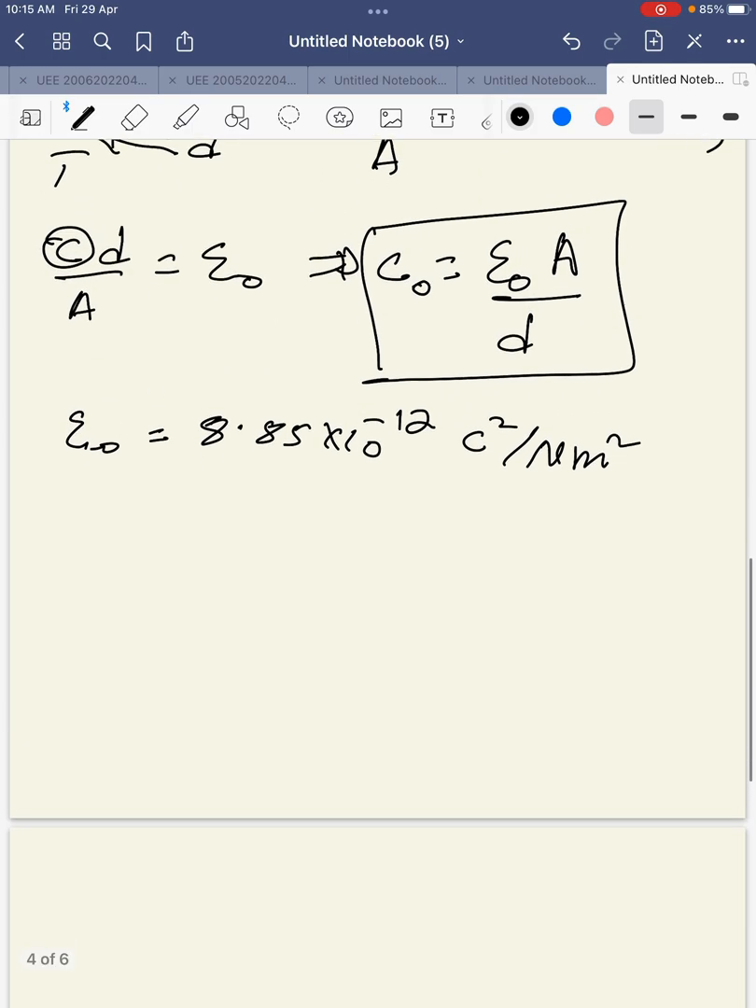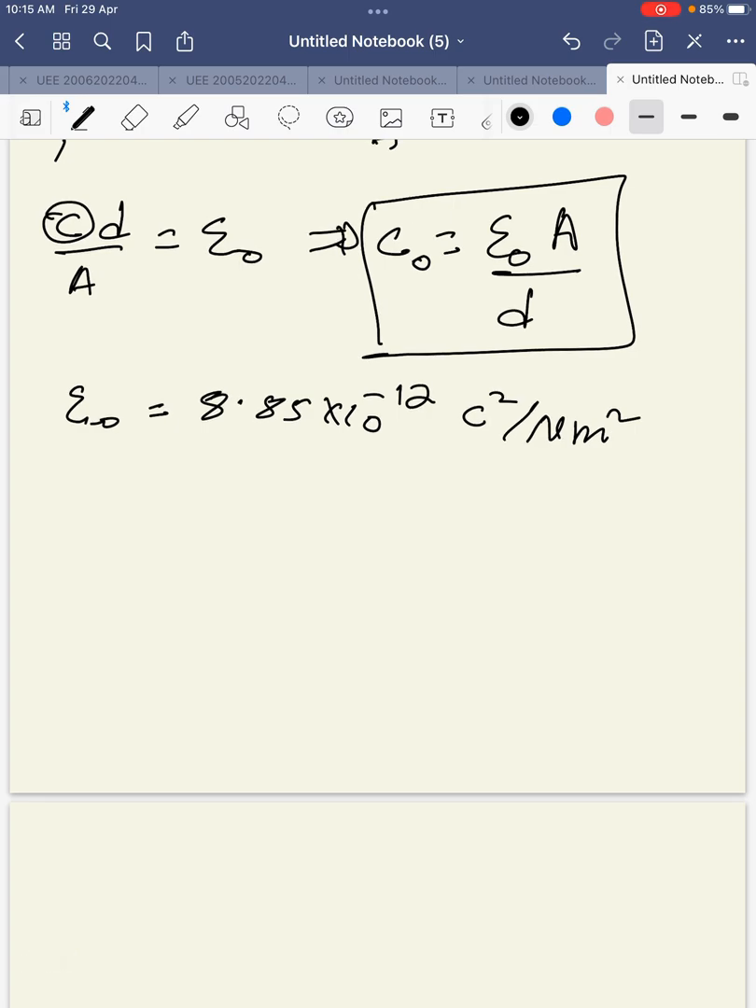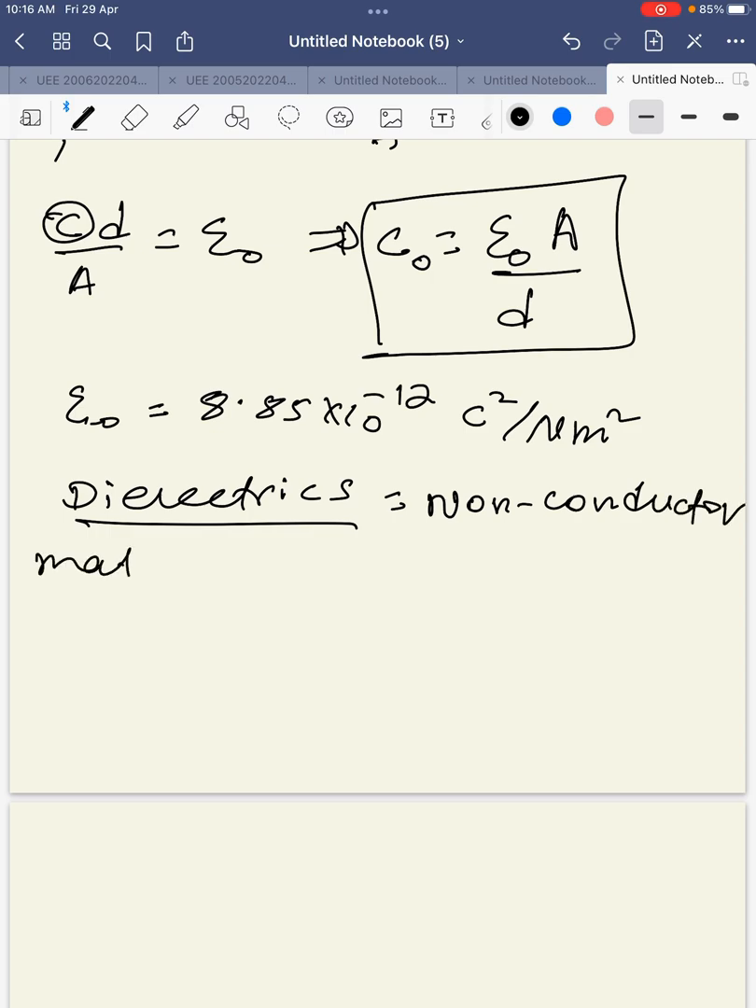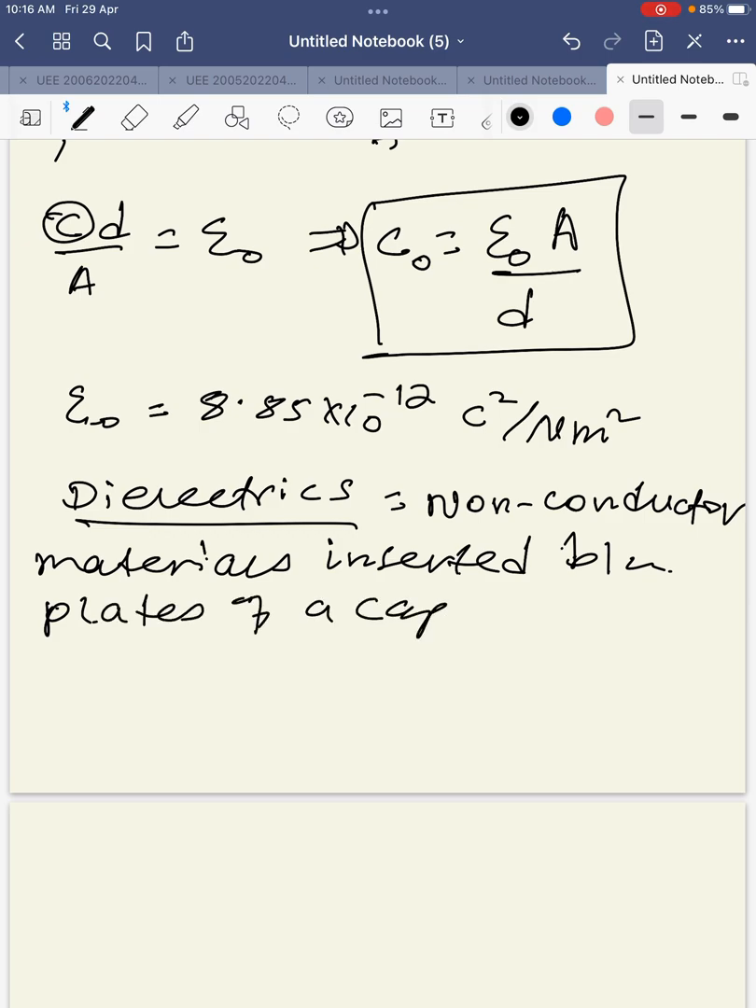What's the third factor? We can take a dielectric as a third factor. Before that, let's describe what a dielectric is. Dielectrics are materials inserted between plates of a capacitor. Non-conducting materials. Dielectrics are non-conductor materials like paper inserted between plates of a capacitor for two purposes.